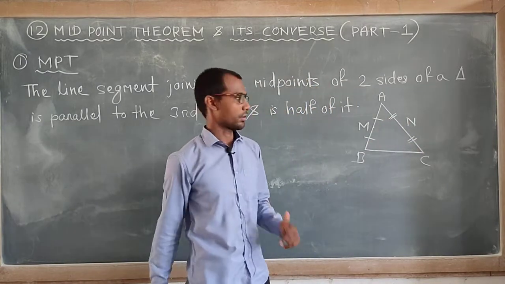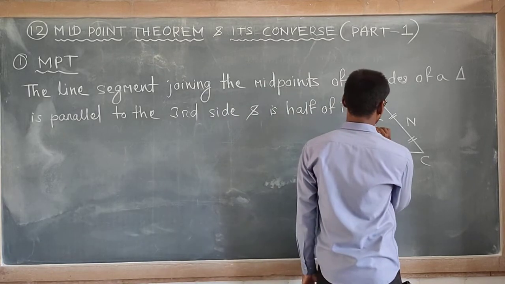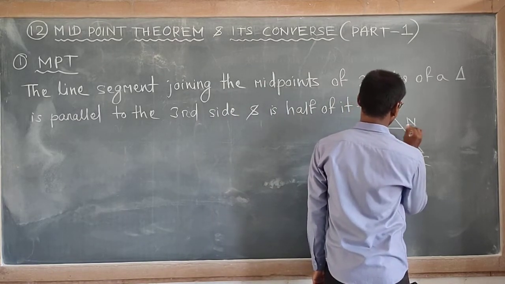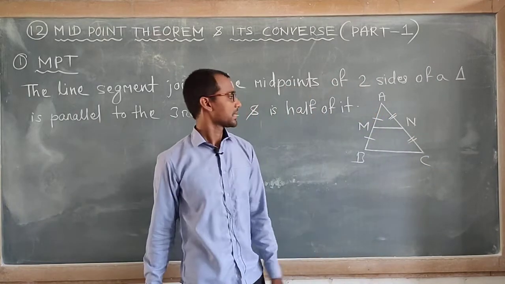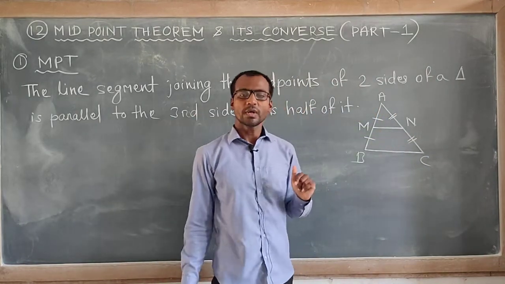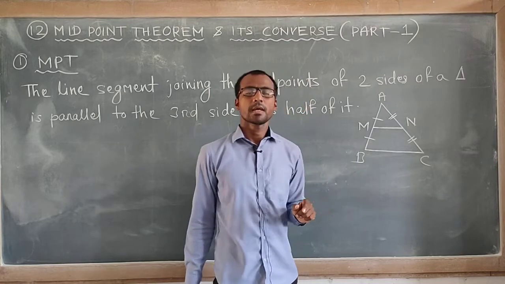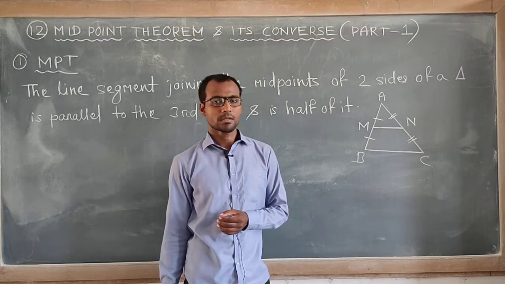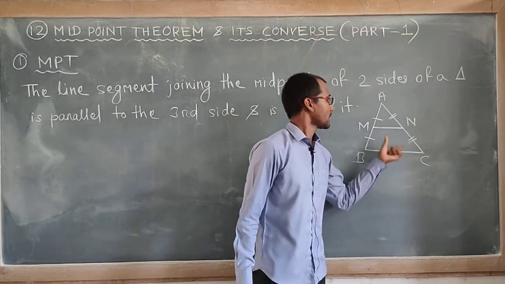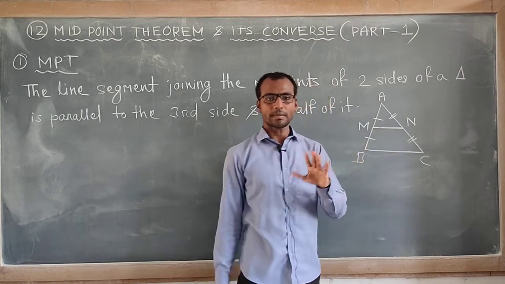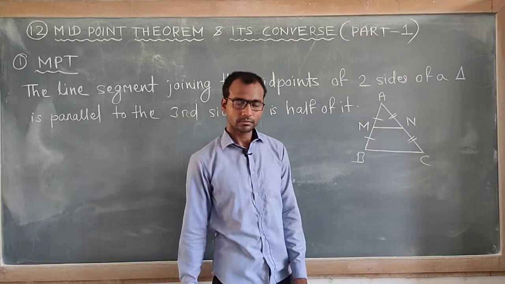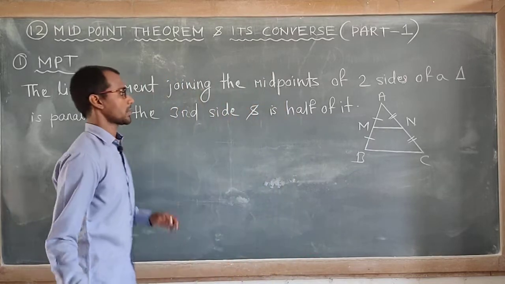Now according to this theorem, if we join MN, this MN will be parallel to BC and will be half of its length. Means if this is 6 cm, this will be 3 cm, or if this is 10 cm, this will be 5 cm. That is the relation. So let us prove this theorem.